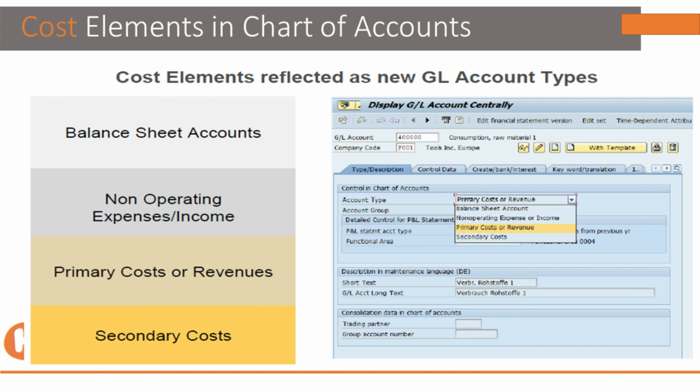Why this change? Because now everything is integrated into SAP. So secondary cost also you need to create as a GL. Once you create the GL, these are the four account types you will have: balance sheet, non-operating expense, primary cost, secondary cost.